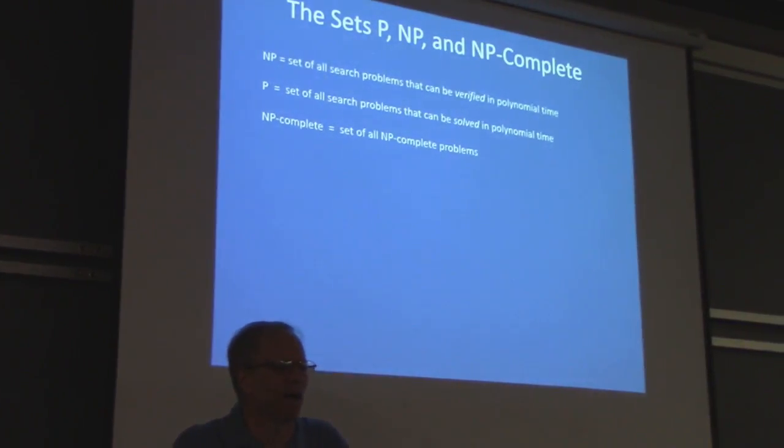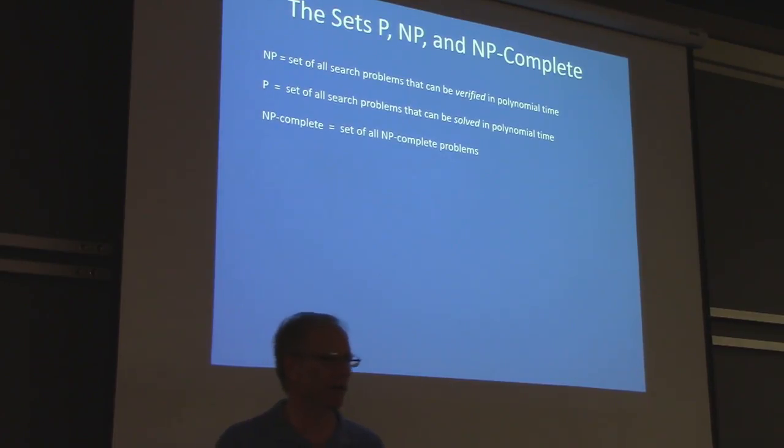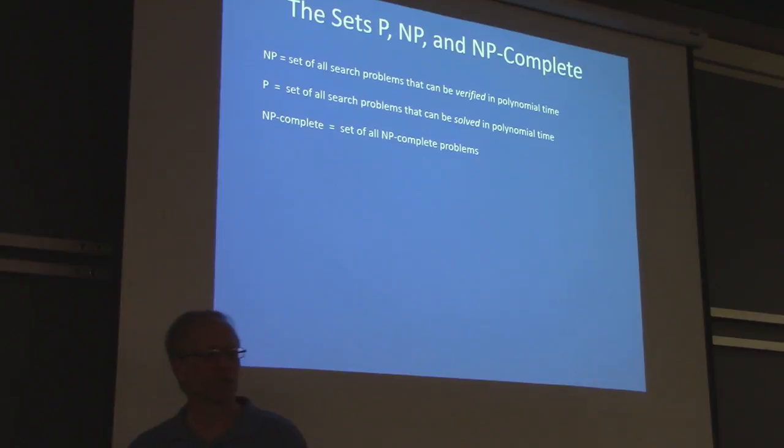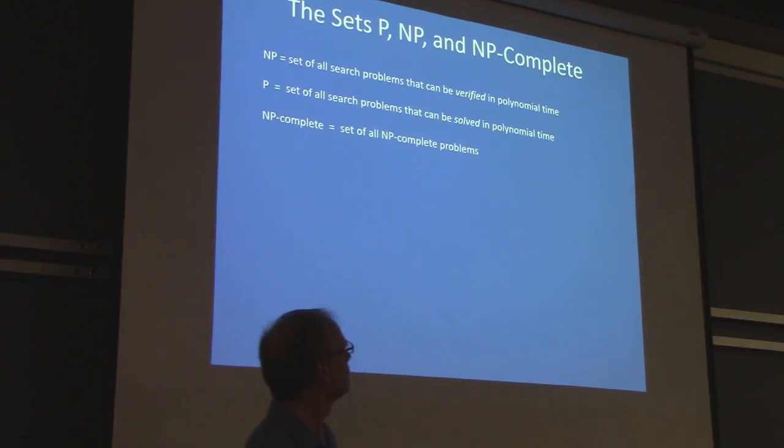Okay? So NP are the ones we can verify quickly. P are the ones we can solve quickly. Clearly, P is a subset of NP. If you can solve it, surely you can verify it quickly. The question is, is it a proper subset? It may be that every problem that can be verified can be solved quickly, or it may not. We don't know.